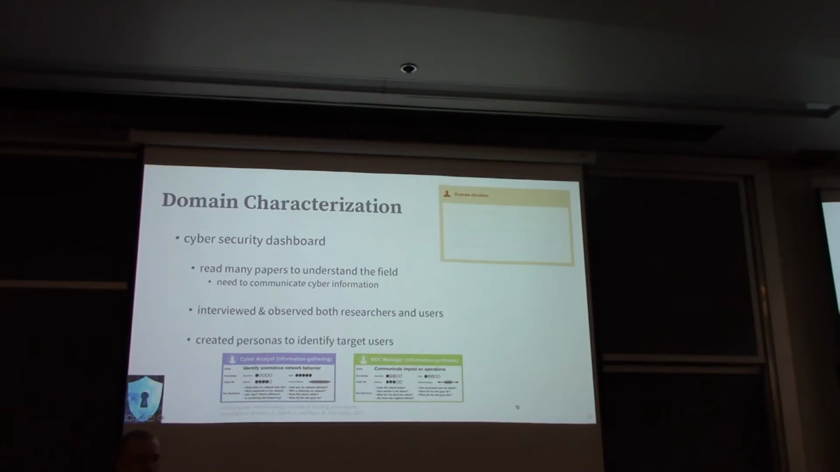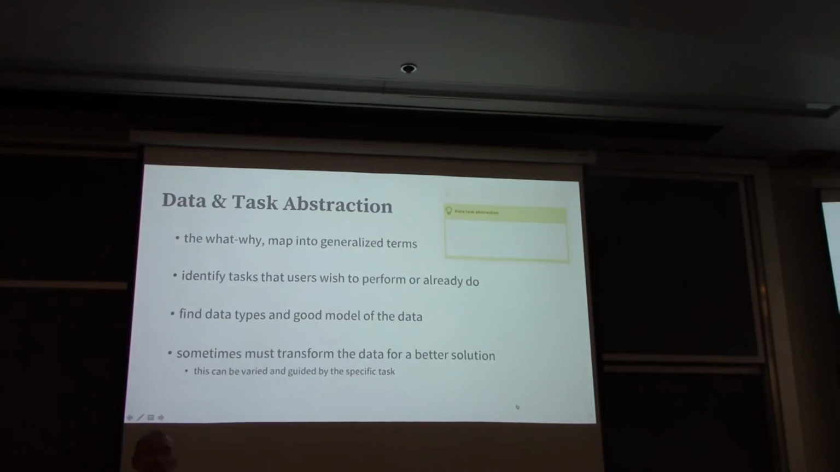And so those were some of the decisions we made at this domain characterization level to understand how people communicate the cyber data, and then, from that task, what sorts of abstractions we need to make. And that's the next level here, the data and task abstraction. You can think of this in Tamara Munzner's model as the what and the why, where you map these into more generalized terms rather than the specific domain tasks that someone's trying to achieve. So rather than just communicating cyber information, it's more about communicating information generally.